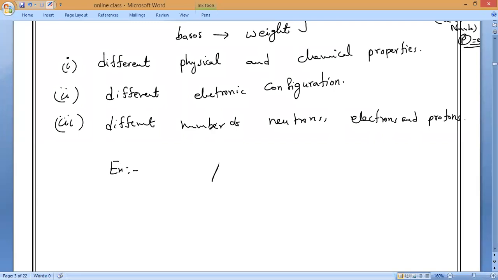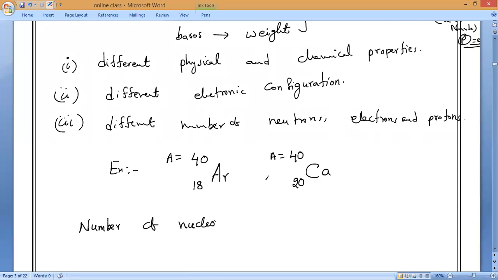Argon. Can you tell me what is the atomic number of argon? 18, and mass number is 40. And if I take calcium, atomic number is 20, mass number is 40. So A is constant. So the number of nucleons, protons plus neutrons, is equal or not?